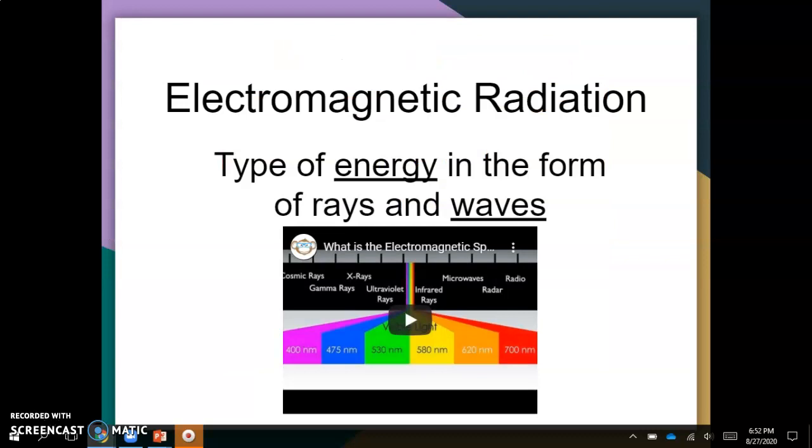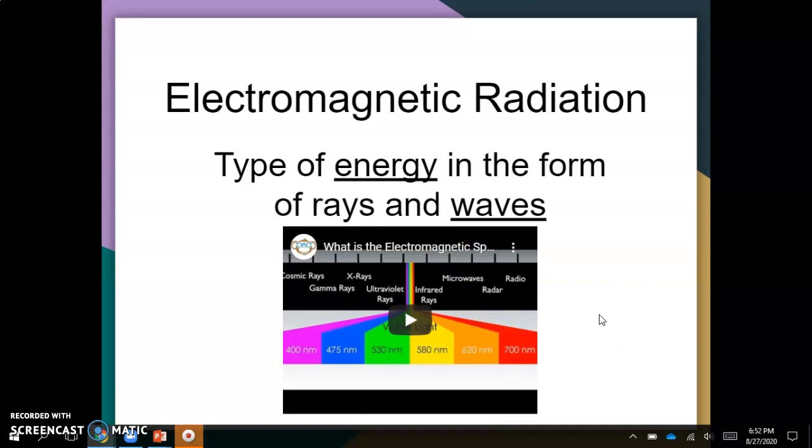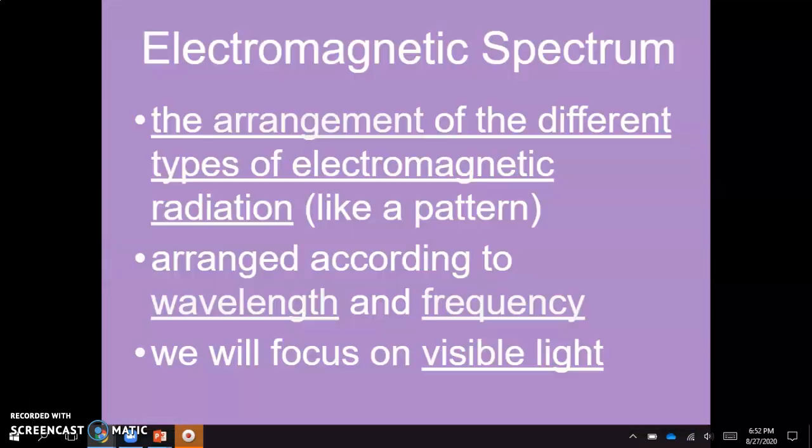So we need to talk about something called electromagnetic radiation, and this is a type of energy in the form of rays and waves. When we think about light, if you think about a night light or a lamp or light from the sun, light actually exists in a wave. There is a short video here that you can watch on your own time, but it just goes through the electromagnetic spectrum and the different kinds of rays and waves that there are.